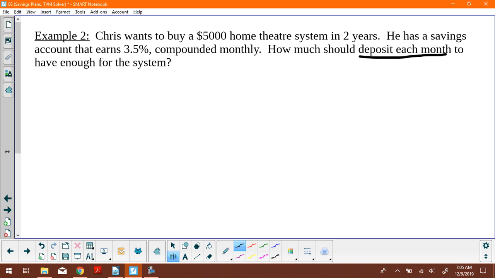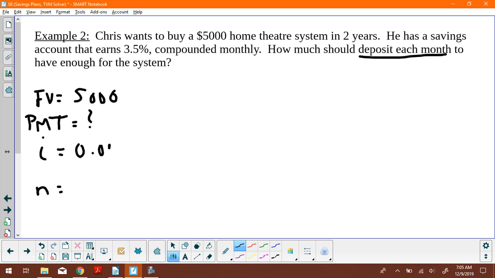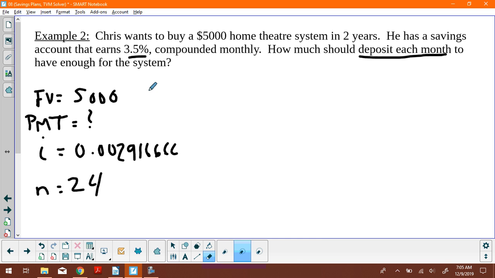For our annuity formula, we have our future value, because we're trying to save up, and that's $5,000. We have PMT, that's what we're looking for. And I and N, but we already know those two from the last question. I is going to be 0.002916666 because it's still the same interest rate. N is still going to be 24 because we're still compounding for the same amount of time.